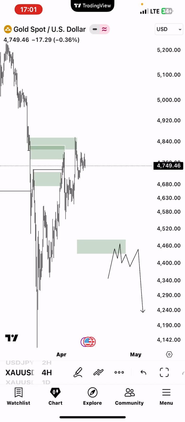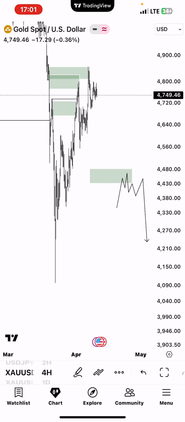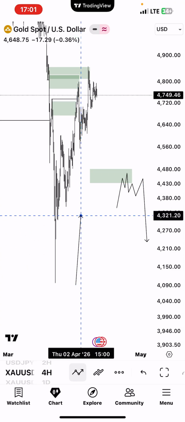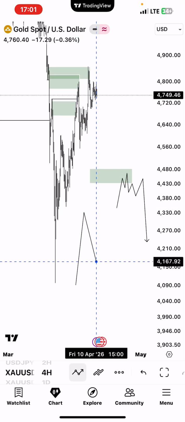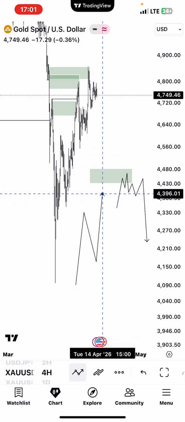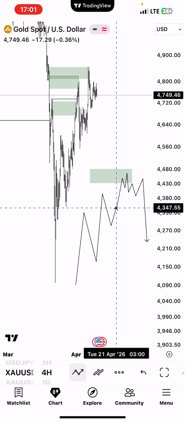Now that is the easiest part. The hardest part is setting the take profit. Now the question is where. If you're going to ask me a question now, it would be: where are we going to take the TP for this trade? You'll be asking, where?